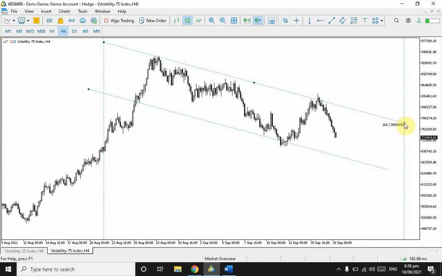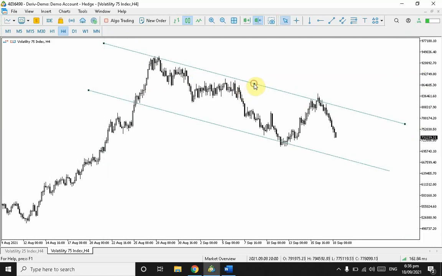So guys, this is what I have for this market. You start looking for opportunity here. Let me explain what the market is doing here, or what price is doing here.